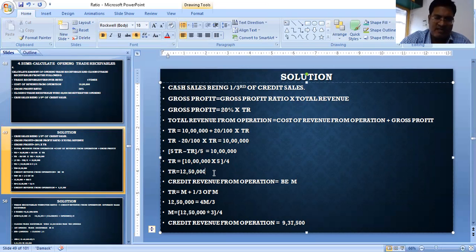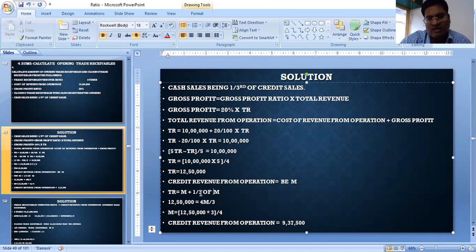Total revenue 12,50,000. Let the credit revenue from operation be M. Total revenue from operation is credit plus cash. Cash is given as 1/3 of credit. So if M is the credit, 1/3 of M is cash, and cash plus credit is total revenue. When we solve it, we get the credit revenue from operation as 9,37,500. So the sum is done.